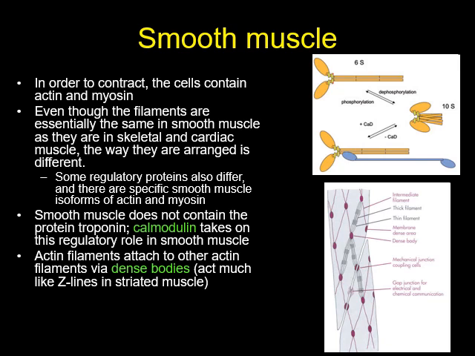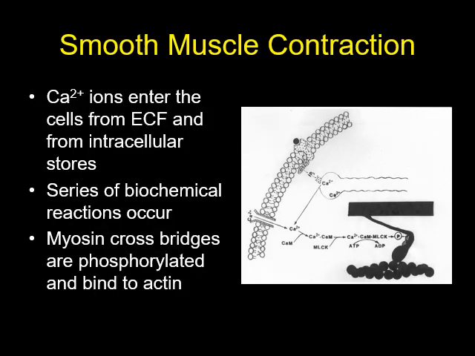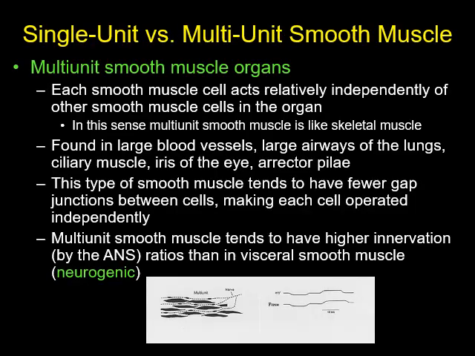Smooth muscle does not contain the protein troponin. Instead, the molecule calmodulin takes on this regulatory role in smooth muscle. Actin filaments attach to other actin filaments via structures known as dense bodies, which act much like the Z-lines or Z-discs in striated skeletal muscle. In smooth muscle contraction, calcium ions enter the cells from the extracellular fluid as well as from intracellular stores. This leads to a series of biochemical reactions, which leads to the myosin cross bridges being phosphorylated and in turn binding to actin.